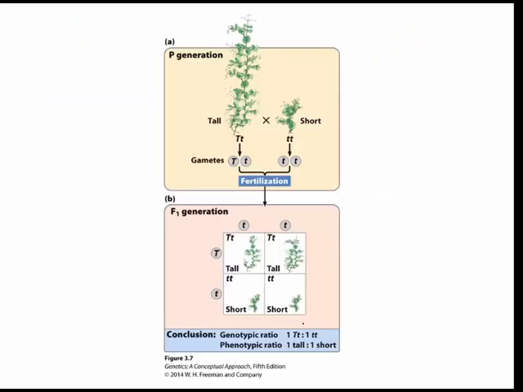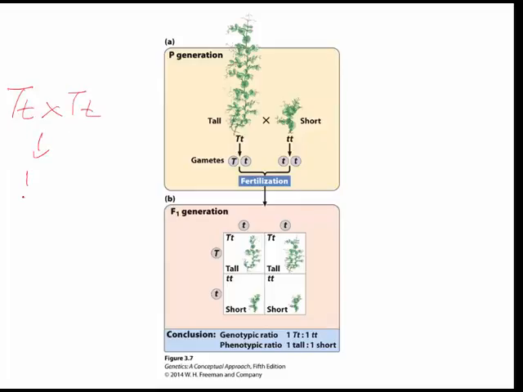So Punnett squares are okay. So here we go. We've got a tall plant, short plant. This is actually jumping ahead a little bit. This is a test cross. And what Mendel did was he took a monohybrid cross.